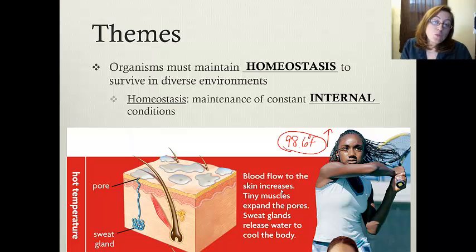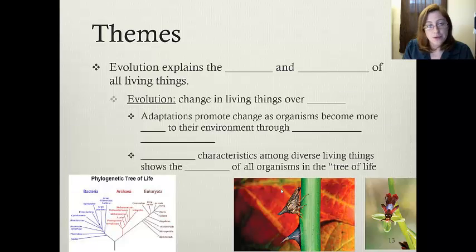So temperature is just one example of something that we maintain in our bodies. We also maintain a balance of blood sugar. We maintain a balance of carbon dioxide, and a number of other things. Water as well is a really important one.